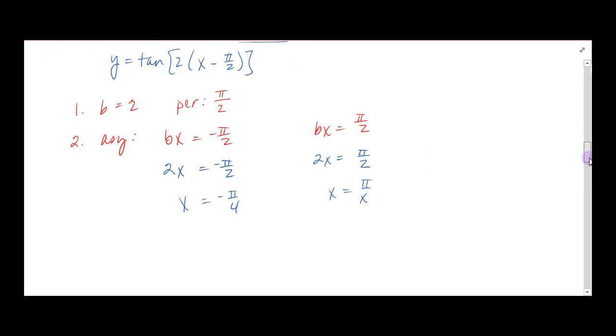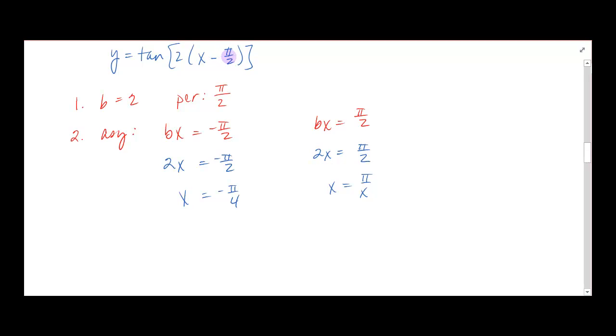Now the phase shift. The phase shift says that I'm going to use the opposite sign here. I'm going to add pi over 2 to each of these vertical asymptotes. That's what the phase shift is going to get me on a tangent function. So the phase shift is going to be by positive pi over 2, and I'm going to add pi over 2.